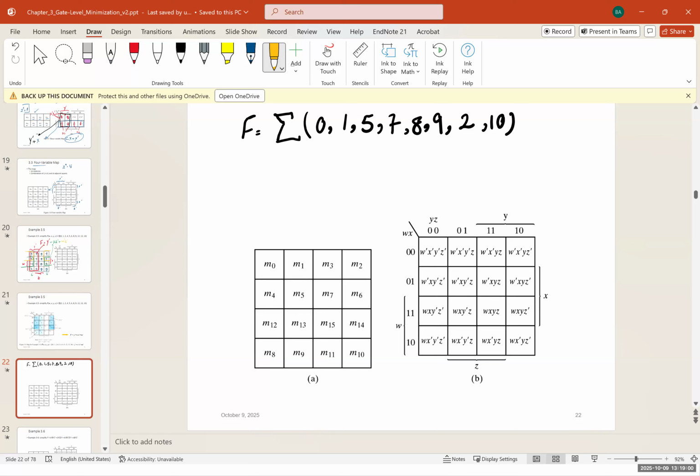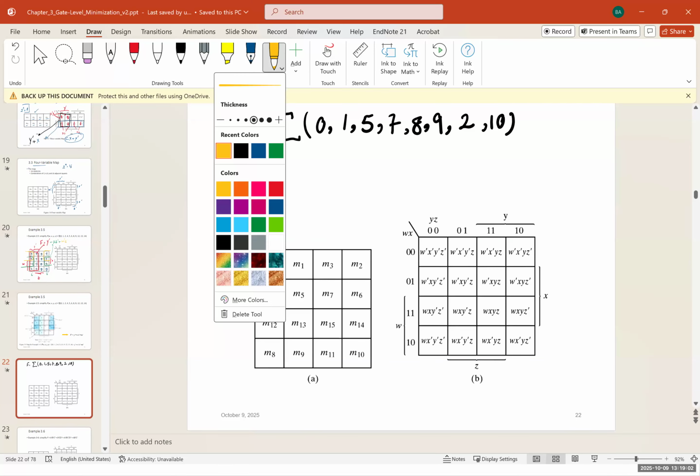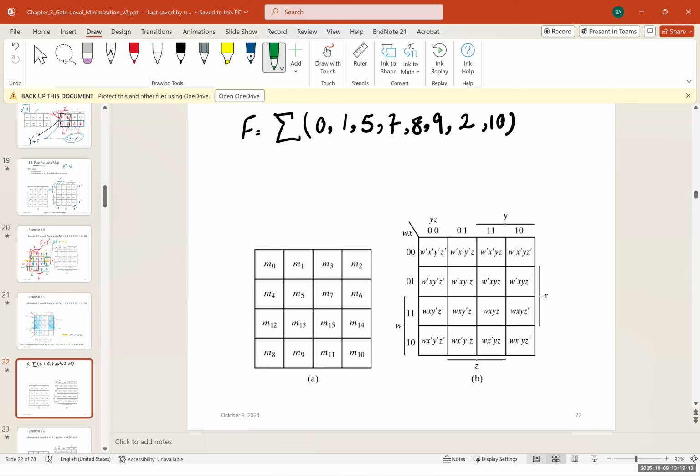Did anyone solve it? Do you want me to? Does anyone have the answer? Do you need more time? Okay. Again, the first person to solve this gets extra points on their homework.